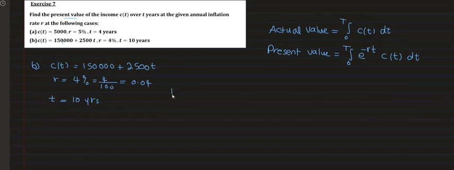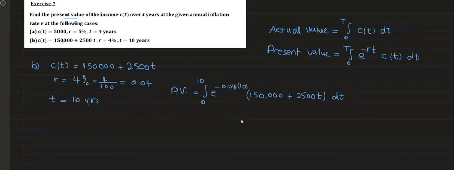If we need to get the present value, it's equal to the accumulation from 0 to 10 years of e to the power of negative r, which is given as 0.04, times the t term, multiplied with the income function, which is 150,000 plus 2,500 t, dt. So how can we solve this integral?